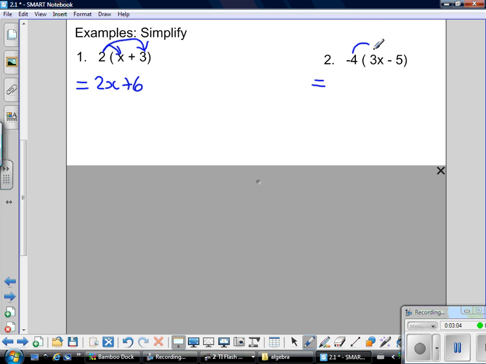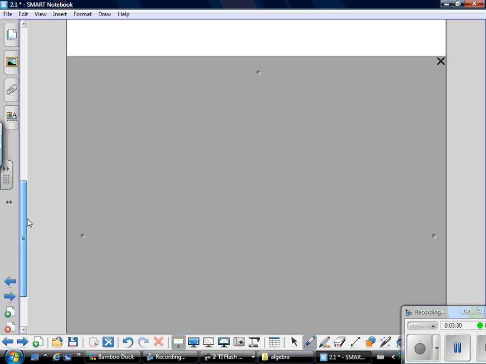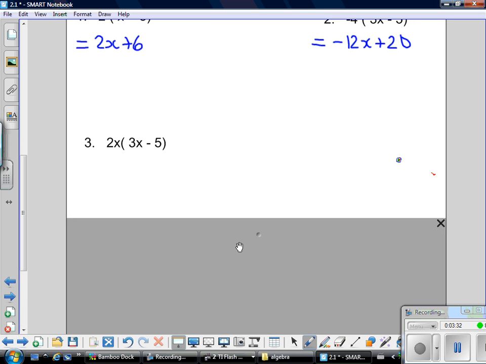Negative 4 times a 3x. So I'm going to put the negative 4 times the 3, so that's negative 12, and I have an x. Then it's going to be negative 4 times a negative 5. Negative 4 times negative 5 is a positive 20. Okay, the negative 12x and the 20 are not like terms, so we are finished. So moving on to the next question.